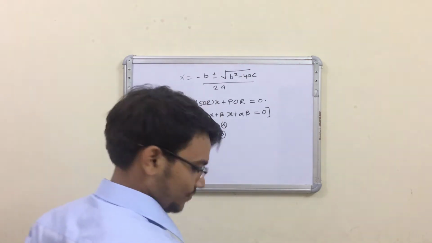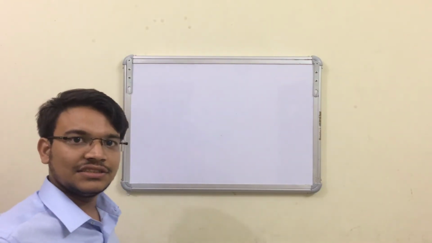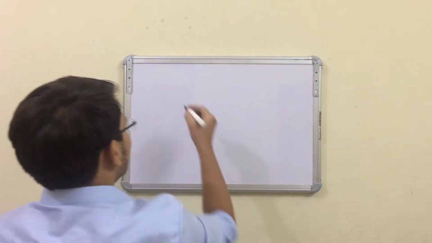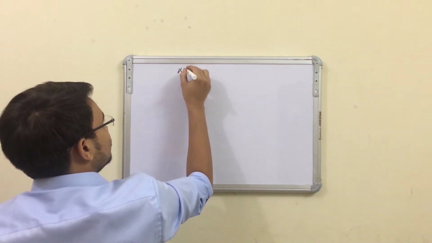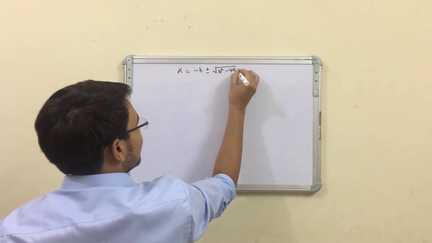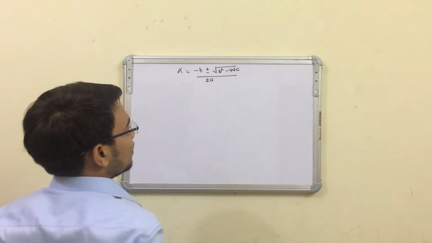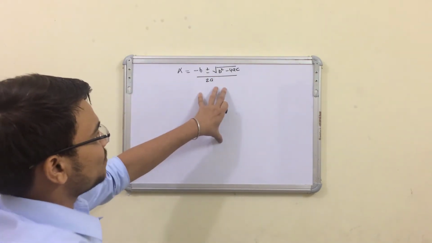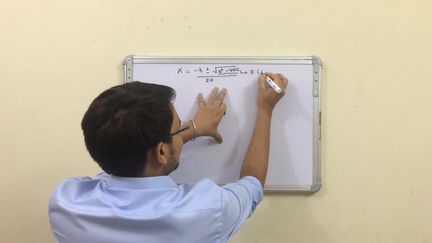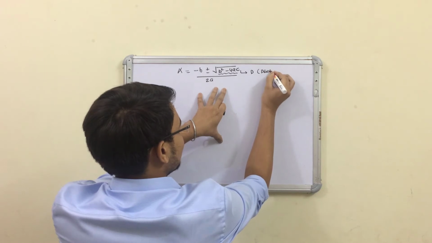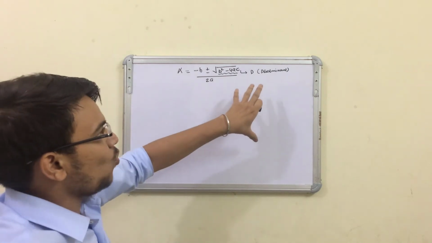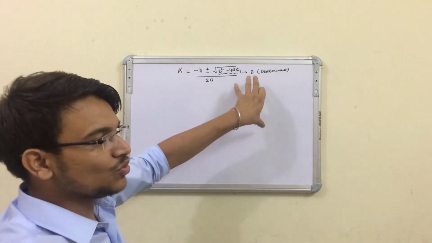Now again, let us consider that from the quadratic equation we have got two roots, and these can be written as x is equal to minus b plus minus under root of b square minus 4ac upon 2a. In this expression, b square minus 4ac is known as the discriminant D. So we can determine the nature of the roots using the value of D.